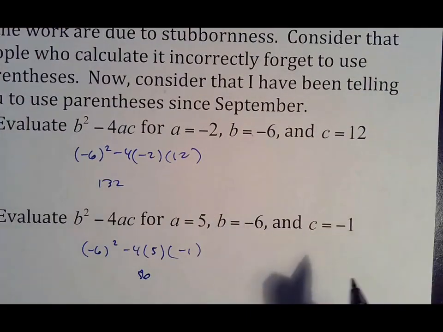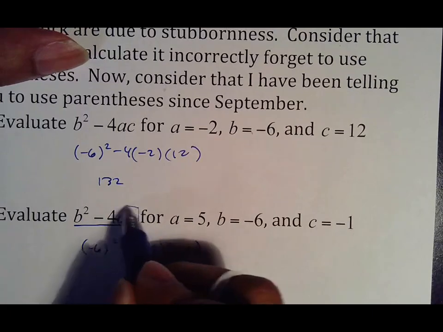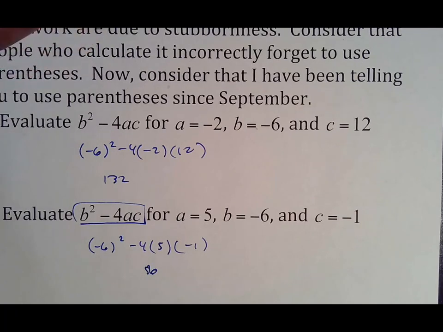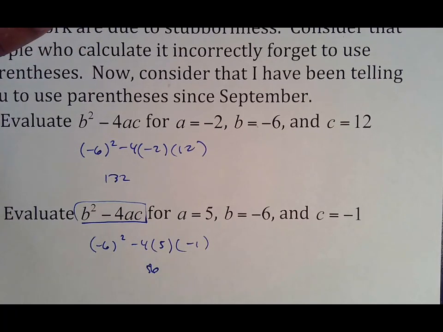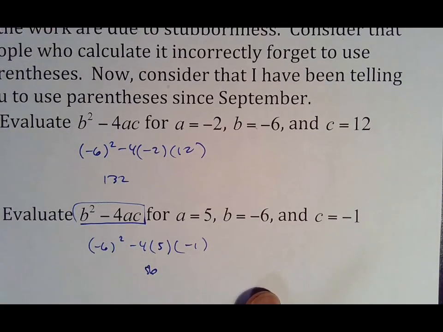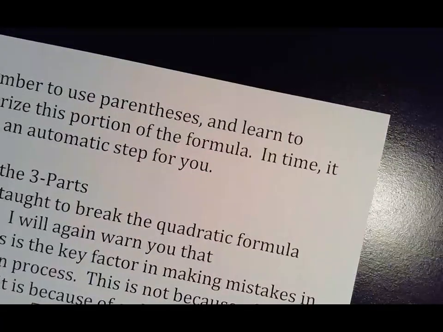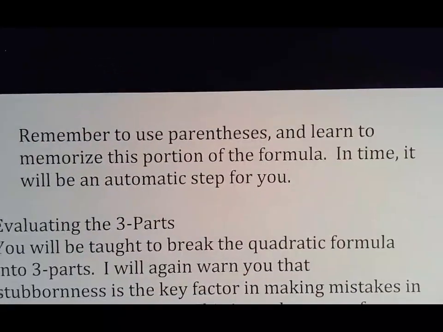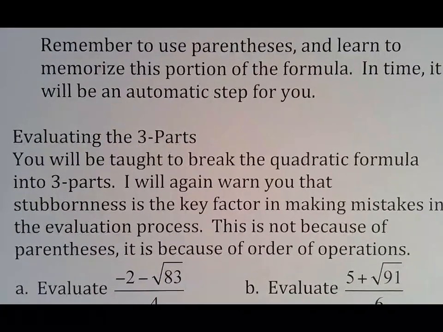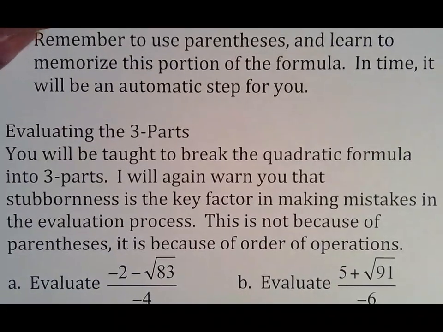So that's it. Now here's the thing you do need to know. You have to memorize this formula. Honestly, as long as you memorize that formula, you pretty much have the quadratic formula down. But the only new information for the quadratic formula is b squared minus 4ac. So write that down somewhere. Make sure you start to try to memorize that, because you need that to be known. That's something you have to know for the rest of your math career. As long as you take a math class, they expect that you know that formula. Just again, remember to use parentheses and learn to memorize that portion of the formula. In time, it will be an automatic step for you.